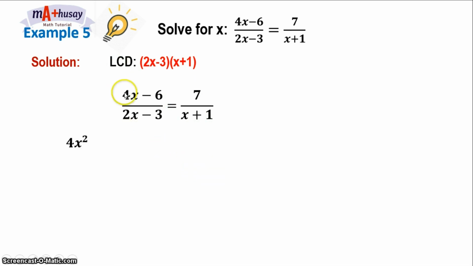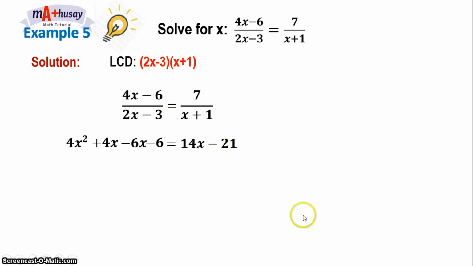So, 4x times x is 4x squared. 4x times positive 1, that will give you 4x. So, next is i-multiply natin ngayon si negative 6. So, negative 6 times x is negative 6x. Negative 6 times positive 1 is negative 6. So, ang right side of the equation naman, 7 times 2x, that will give you 14x. Tapos, 7 times negative 3, that will give you negative 21.